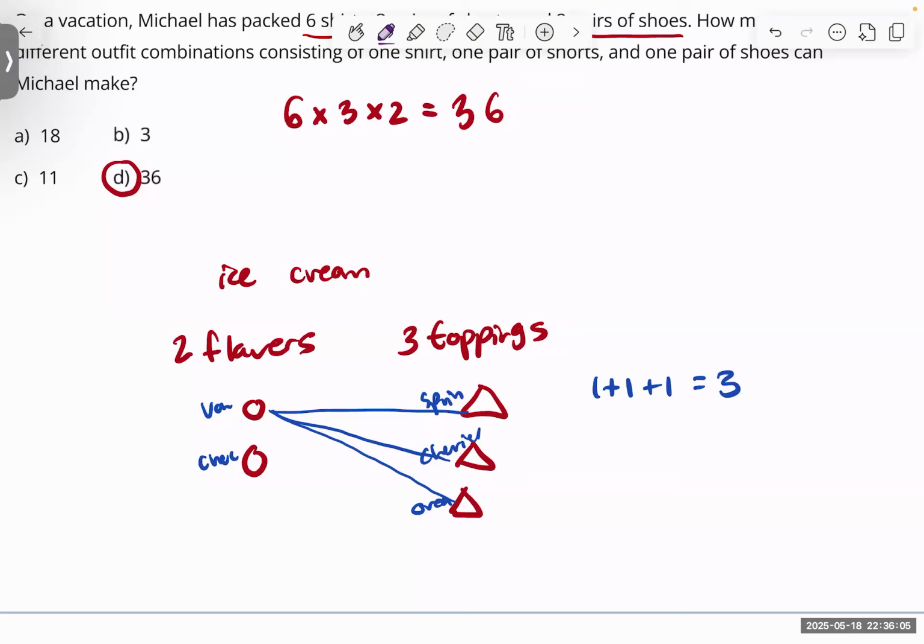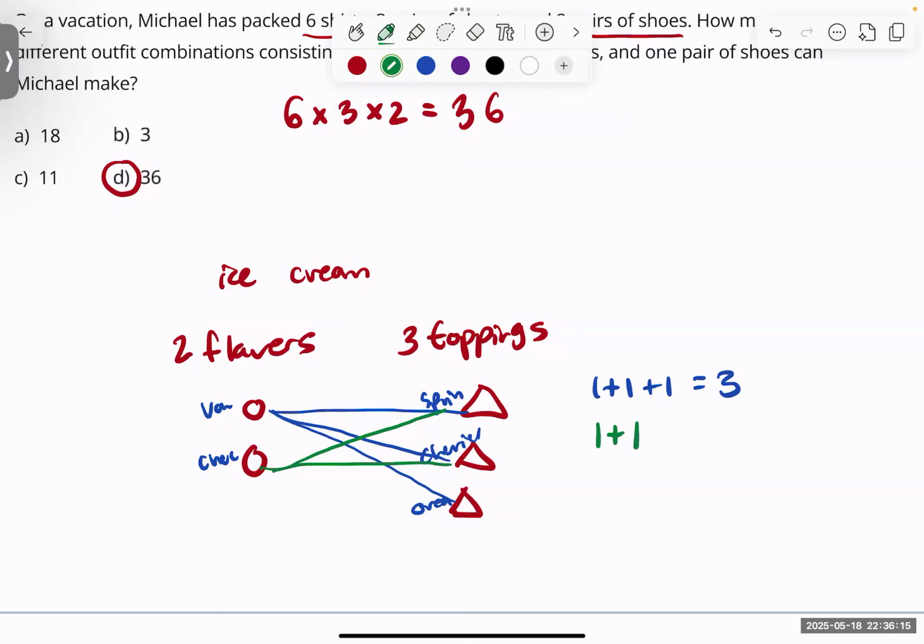Now if instead I wanted chocolate, I can have chocolate and sprinkles. No, I don't like this color. I can have chocolate and sprinkles. That's 1. I can have chocolate and cherries. It's another 1. And I can have chocolate and Oreo, which is my personal favorite. That's a total of 3.